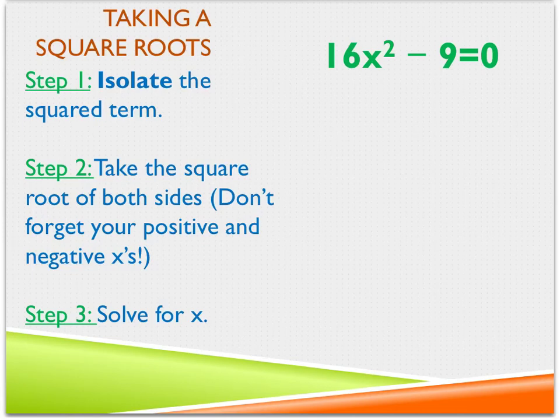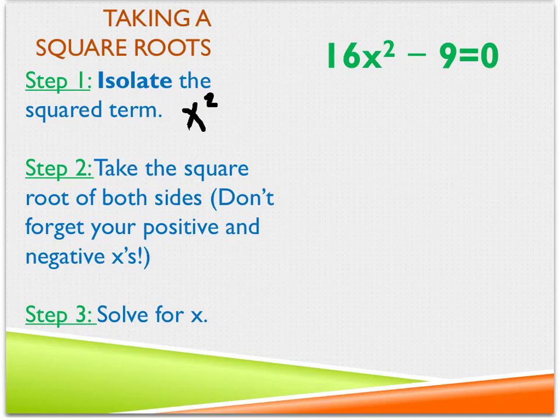Alright, so let's go through the steps to taking a square root. The first step is to isolate the square term. Now when I say square term, I mean you want to get it until it looks like x squared. You cannot have anything in front of it. You can't have anything added or subtracted. Okay? You just need that x squared term completely alone.